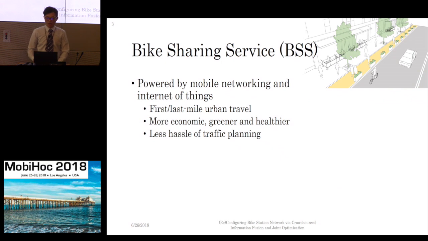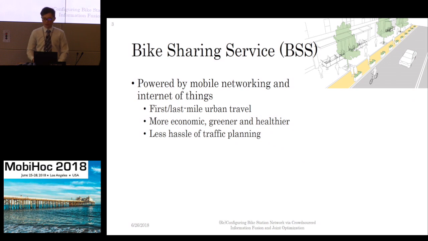Bike sharing nowadays has emerged as an important first and last mile urban transportation form. The latest bike sharing system is powered by mobile networking and Internet of Things, where the status of all the bikes and their docks are updated in real time. Customers can check in and check out anytime they want. In this way, the bike sharing service, or BSS, not only provides a more economic, greener, and healthier urban travel solution, but also reduces the hassle upon the urban traffic planning.